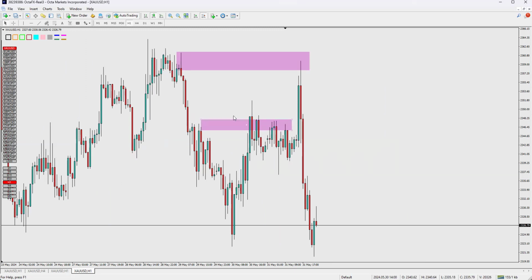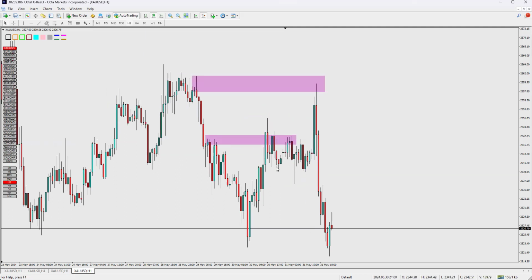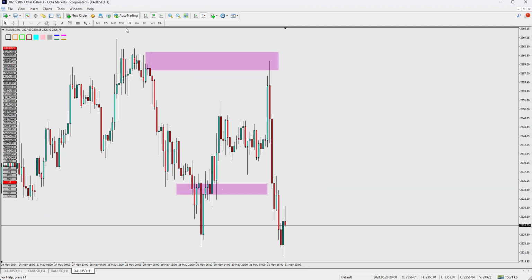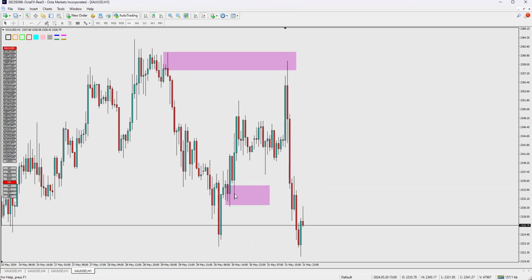There's this setup I shared. I'm trying to look for the setups which I shared on the channel. So I shared this one. It was a pie setup. Gold came to this point and then it flew.